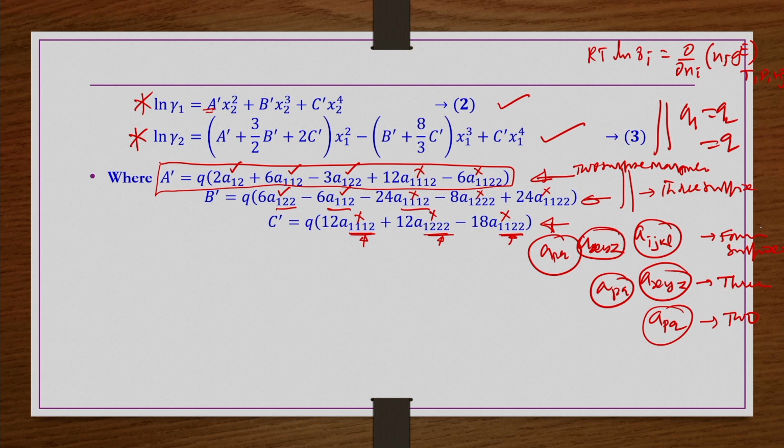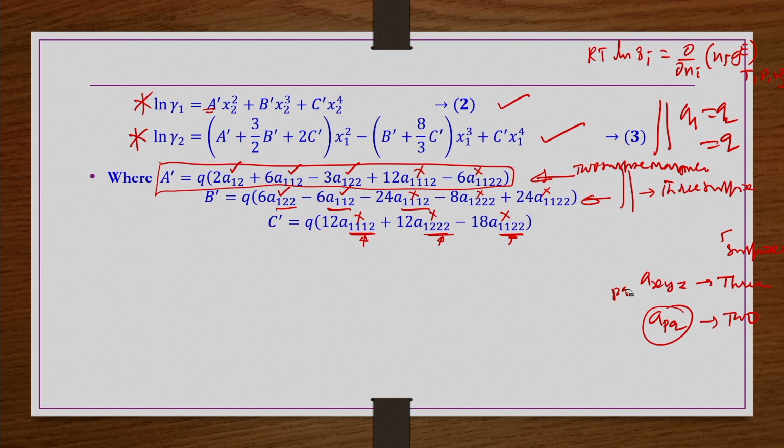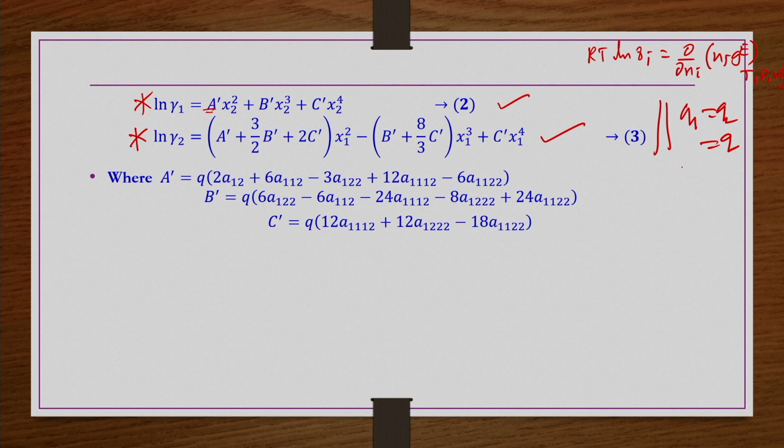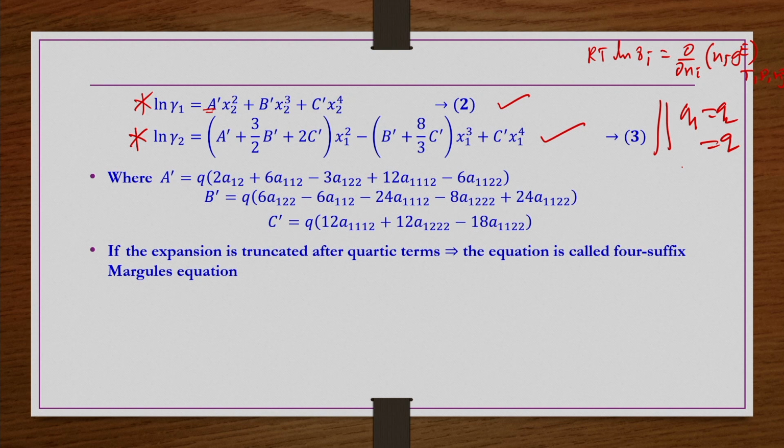So, that means that is including all these terms. Okay. So, it is just to explain how from the 4 suffix Margules equation we can get back to the 3 suffix Margules equation and 2 suffix Margules equation. That is the point of this description, right. If the expansion is truncated after quartic terms, the equation is called the 4 suffix equation or 4 suffix Margules equation, that is having all these a prime, b prime, c prime terms.